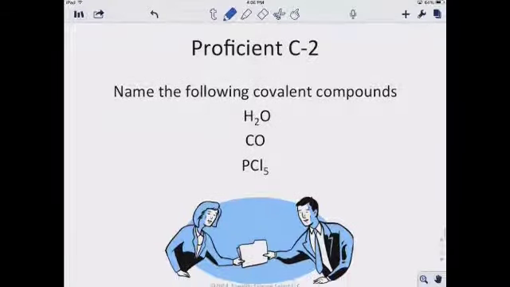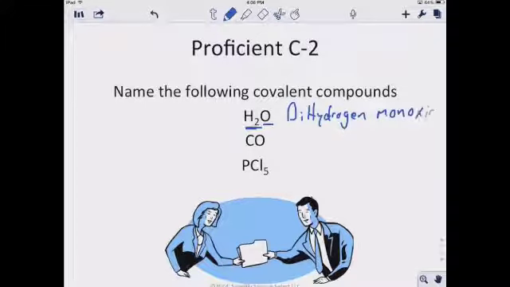Jumping on, let's name the following covalent compounds. So we're looking at this. How many hydrogens do we have? 2. So dihydrogen. And how many oxygens do we have? 1. So we put monoxide. Looking at this one, how many carbons do we have? 1. Now the only trick, remember, is we don't put monocarbon, we just put carbon. We only need to put a prefix on the first one if there's more than one. Carbon. How many oxygens do we have? One. We always put a prefix on the second one, so it's monoxide.